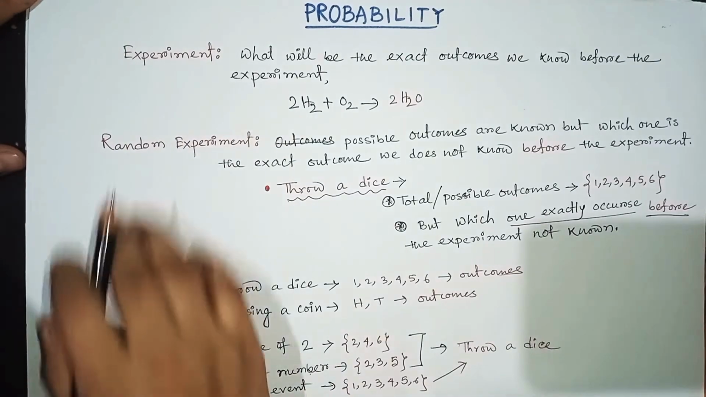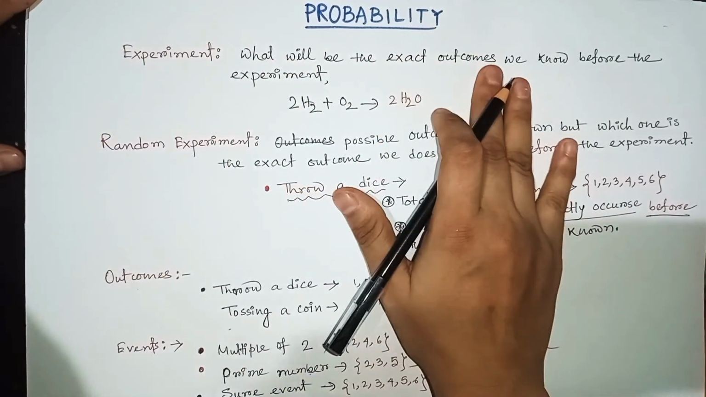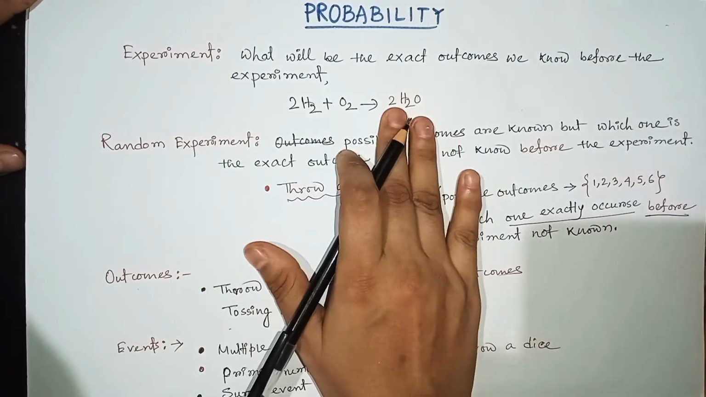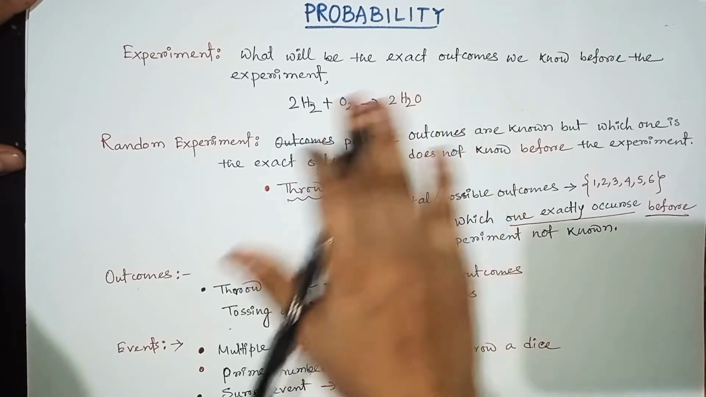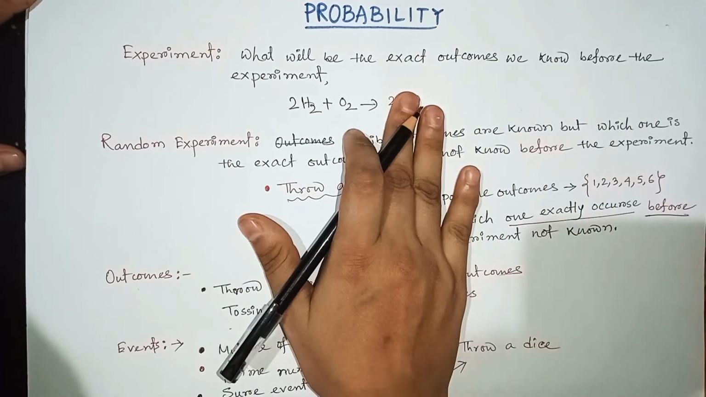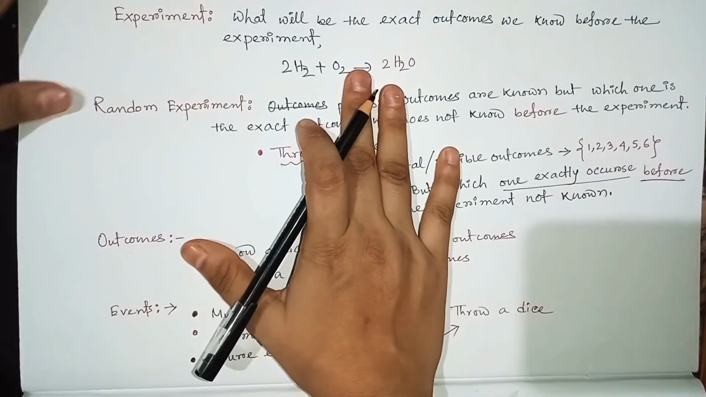Come to the experiment. What is an experiment? It is when we know the exact outcomes before the experiment. Suppose 2H2 plus O2, we know that it will be 2H2O. Without experiment, without reacting, we know the outcomes. These types of examples are called only experiment.